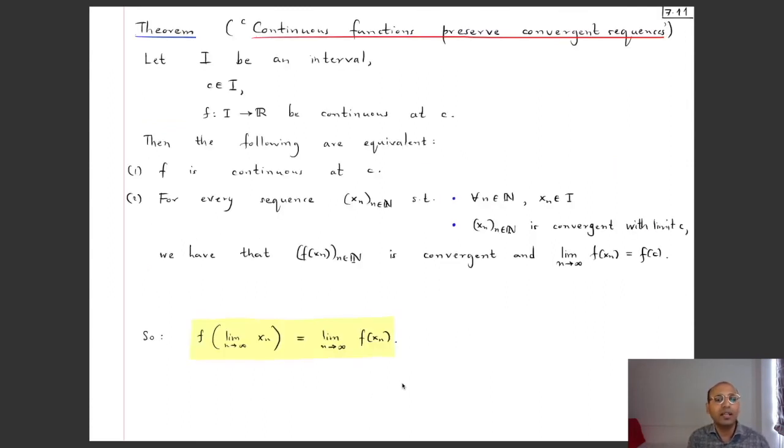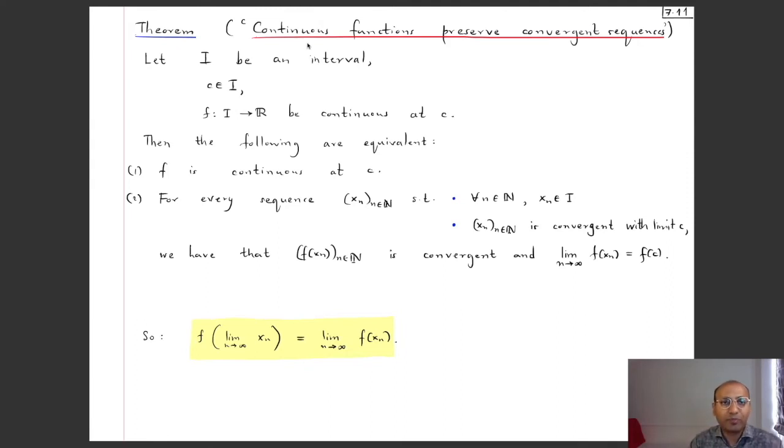And this theorem is one of these nice properties which are possessed by continuous functions, which are not possessed by any old function. General functions may not have this property, but continuous functions have this nice property. The theorem is summarized by saying, so this is a mnemonic you can remember, continuous functions preserve convergent sequences. Okay, so what does this mean?